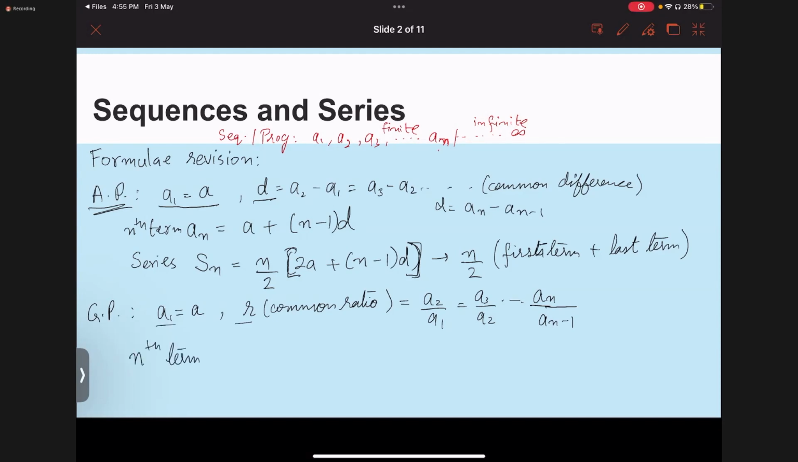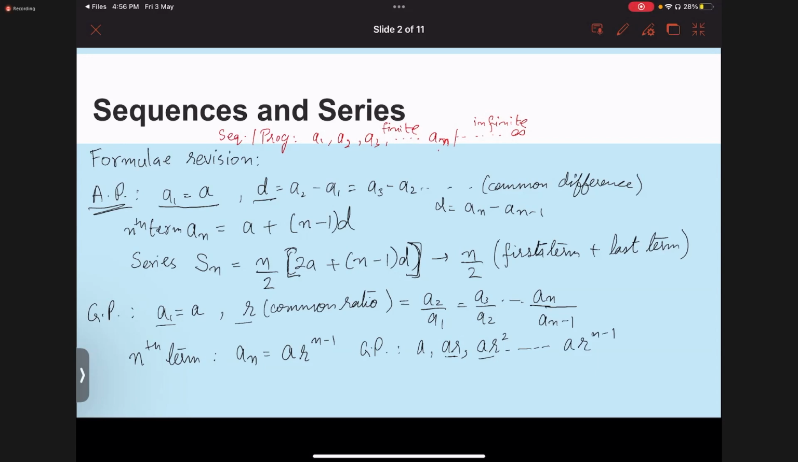The nth term for a geometric progression is given by your first term multiplied by your common ratio raised to n minus 1. Therefore your GP can be easily written as your first term a, then your second term is the first term multiplied by the common ratio. Then your third term will be the first term multiplied by the square of the common ratio, or in other terms, your second term multiplied by r again will give you the third term, and so on up to a r raised to n minus 1.